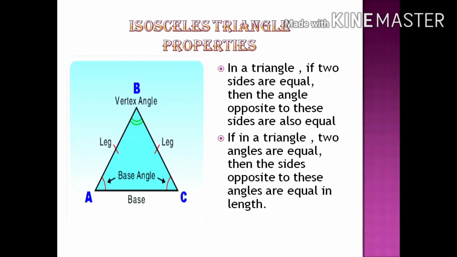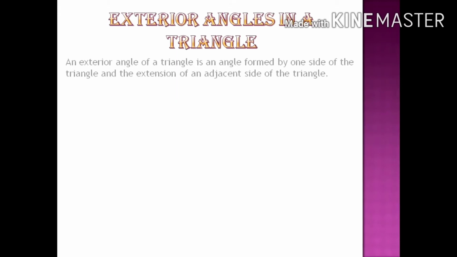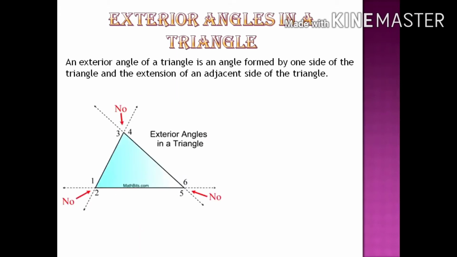Let's move forward. Exterior angles in a triangle. By learning this word, can you guess what is the meaning of exterior? Exterior means outside. Now, if I draw a triangle, I am asking something about the outside of it. What is there? The exterior angle of a triangle is the angle formed by one side of the triangle and the extension of the adjacent side of the triangle. Any side, if we extend the adjacent side, we get an exterior angle.